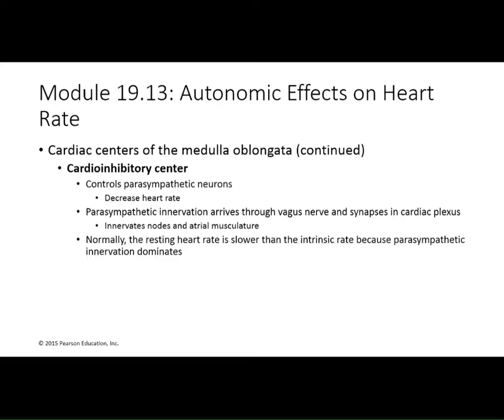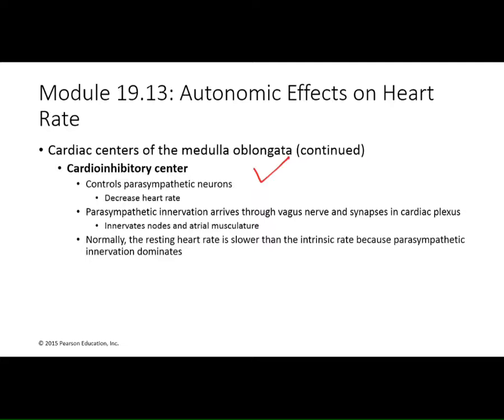Now, what is initiating this? You've heard me say that the heart is autorhythmic. But there is a backup plan here. That is the medulla oblongata. Your cardiac centers are in the medulla oblongata. There is a part of your medulla called the cardioinhibitory center. And this is what's controlling your parasympathetic neurons, and this is what's decreasing your heart rate. I just told you the vagus was in charge of this. So the vagus nerve is being influenced by this cardioinhibitory center.